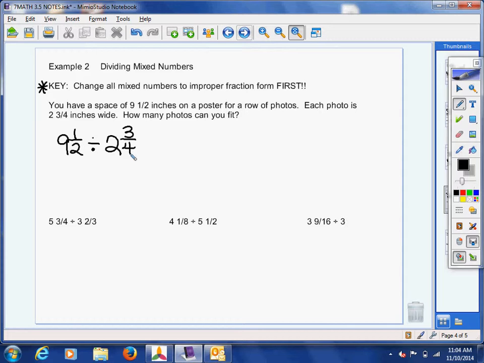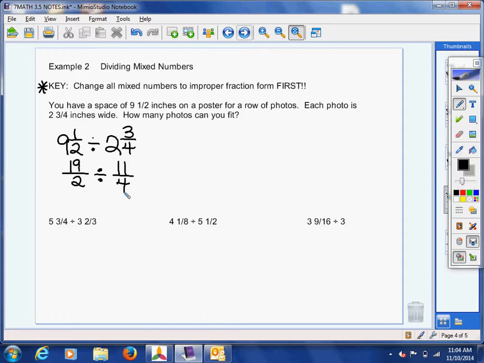Not yet. We're not ready to do copy, change, flip. It's not in the correct form. Yeah, exactly. Got to do the improper fraction form first. So, David, what's 9.5 as an improper fraction? That would be 19 over 2. Did you say over 2? Yep. Mm-hmm. And remember, we're not copy changing and flipping just yet. We want to get our fractions set. So we're just doing improper fractions. AC, what's 2 3/4 as an improper? 11/4. Okay. Now that they're both in fraction form, now you can copy, change, flip.